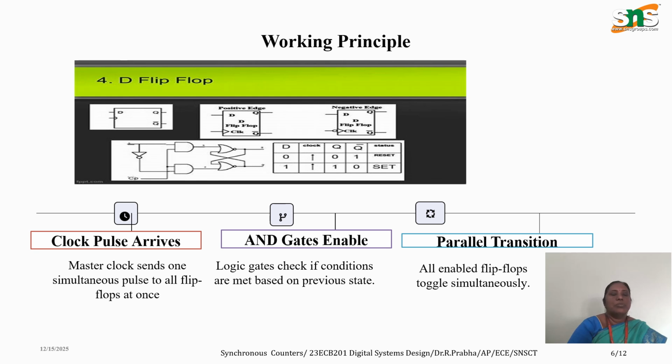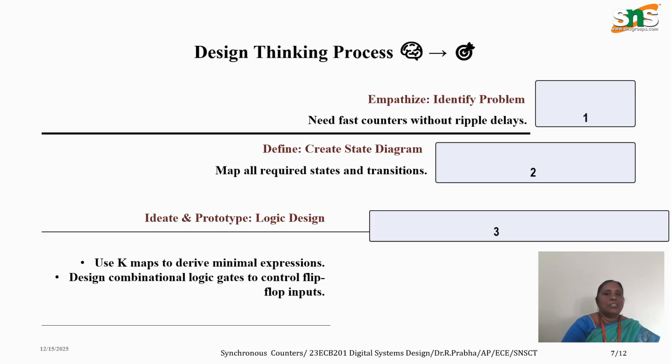So now coming to the ideate part of design thinking, the working principle of the flip-flop. Here a D flip-flop is taken. When the clock pulse arrives, which is given by the master clock pulse, all the flip-flops receive the clock pulse simultaneously. Next, the logic gates check whether the conditions are met based on the previous state, and all the enabled flip-flops operate simultaneously, which enables the parallel transition.